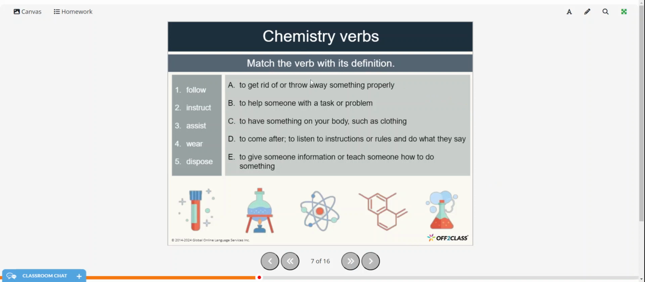All right, now we're going to look at some chemistry verbs. So you're going to match each verb to its definition. Again, you can pause the video and try this on your own, and then restart when you're ready to check your answers.